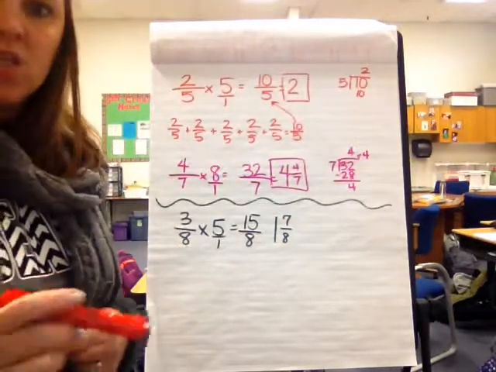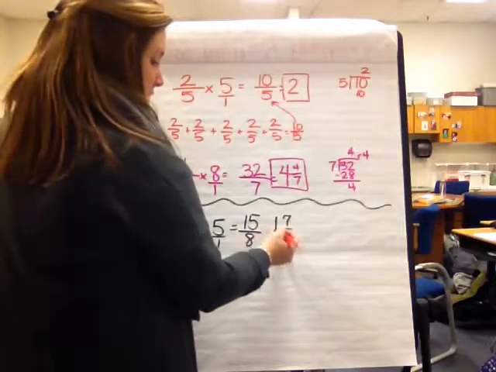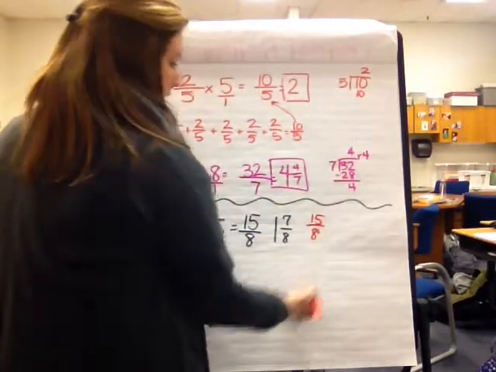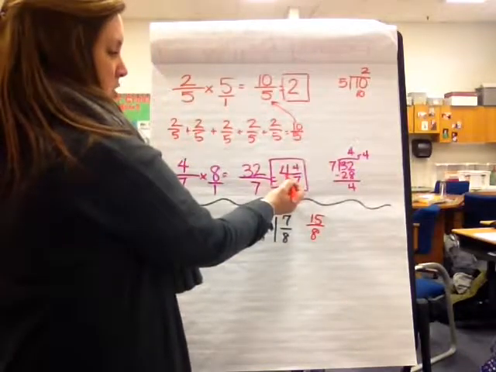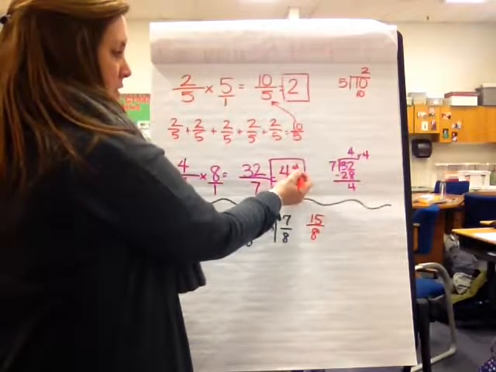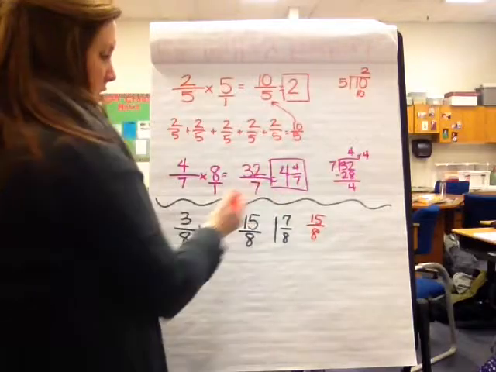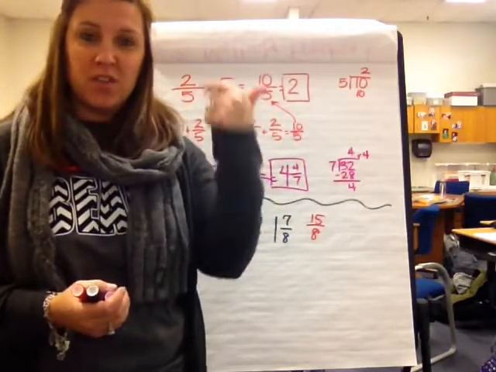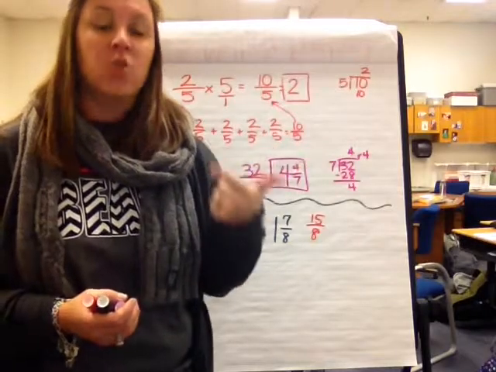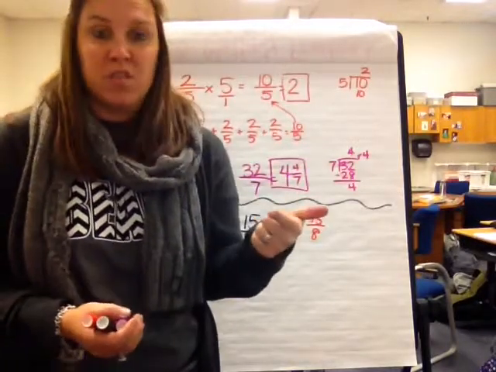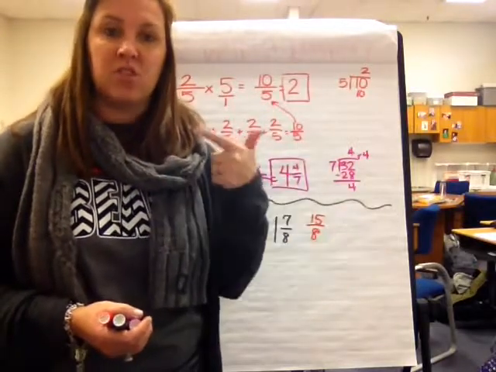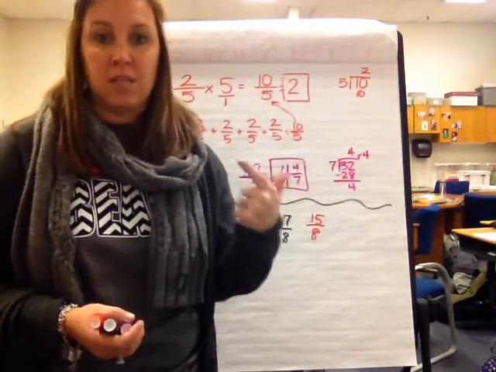Don't forget, you can also check this. 1 times 8 is 8. 8 plus 7 is 15 eighths. 4 times 7 is 28. 28, 29, 30, 31, 32. 32 sevenths. That's it, guys. Numerator times numerator, denominator times denominator, and almost 100% of the time, you're going to have to divide because it's going to be an improper fraction and you're going to need to change it to a mixed number.